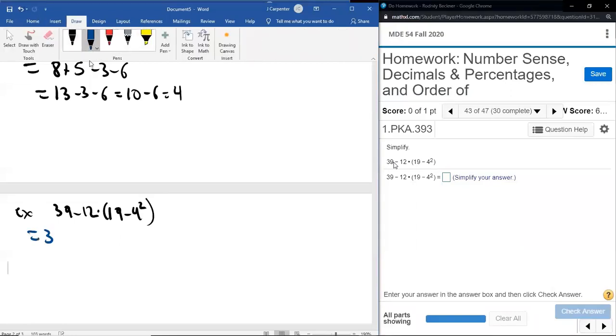So this will end up being 39 minus 12 times, so all we're really doing here is this 4 squared. Notice I'm not including the minus, and I'm going to give you an example of 2 very different examples and how they get very different answers. But the minus is not part of this exponent. Let me show you the only way it would be. If it looked like this, please pay attention.